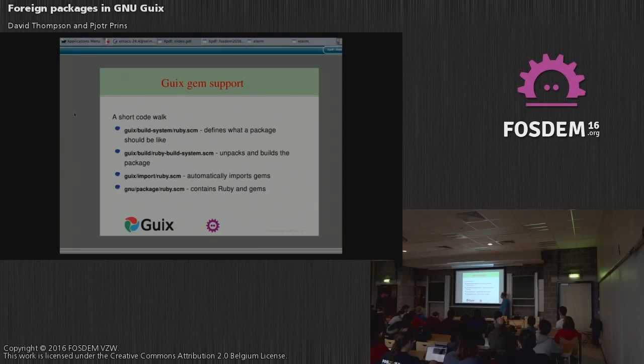Then there's a last file which is called gnu/packages/ruby.scm. And this file actually, since it's in the GNU packages directory, contains the Ruby packages themselves. And there's a long list of them. I think there's over 100 gems now that have been put into GNU Guix.